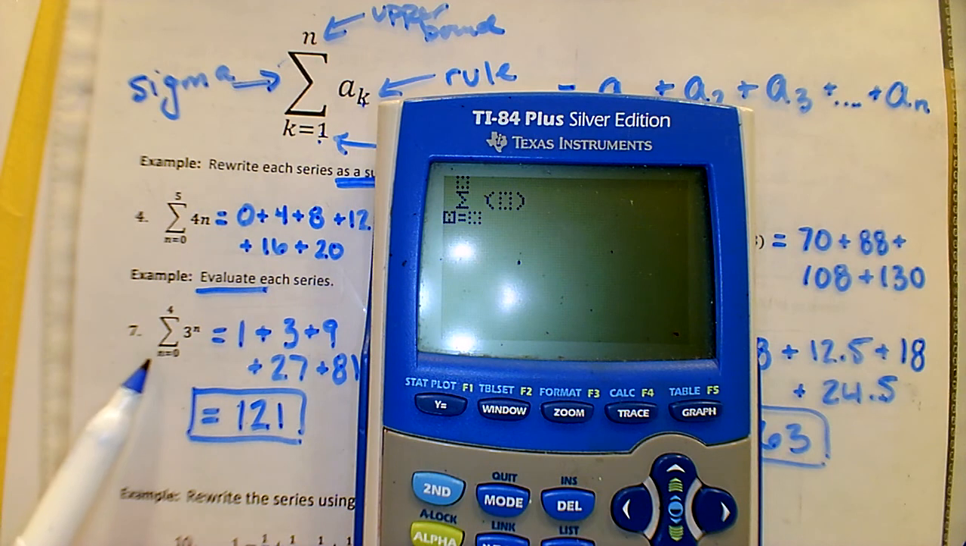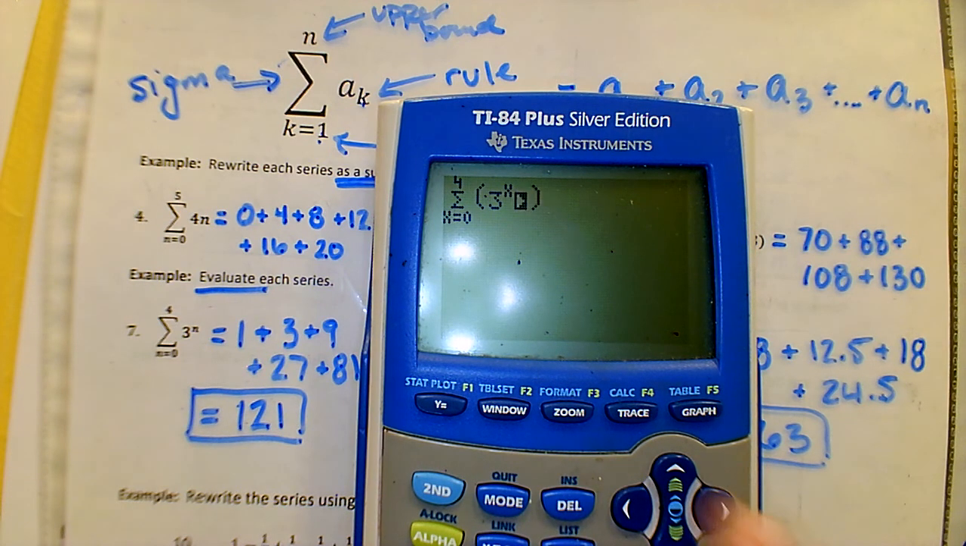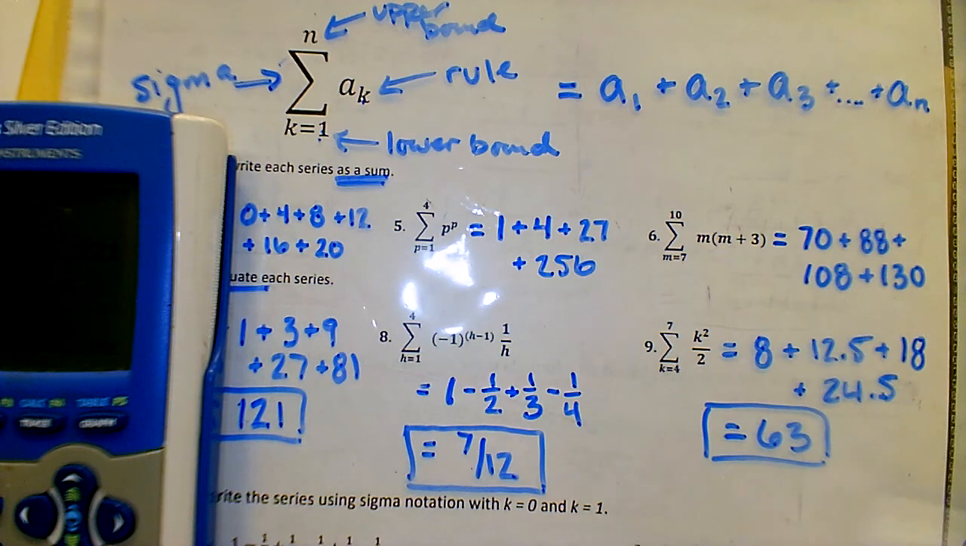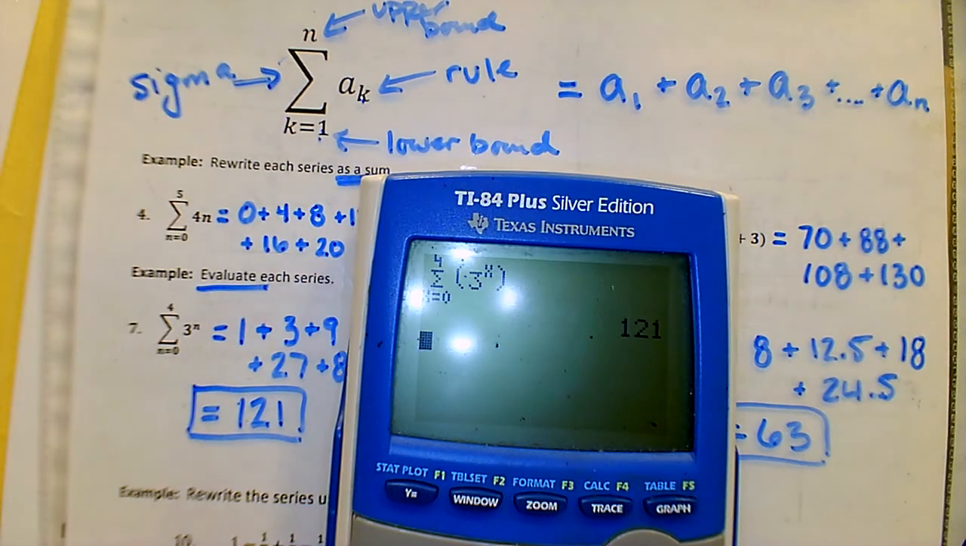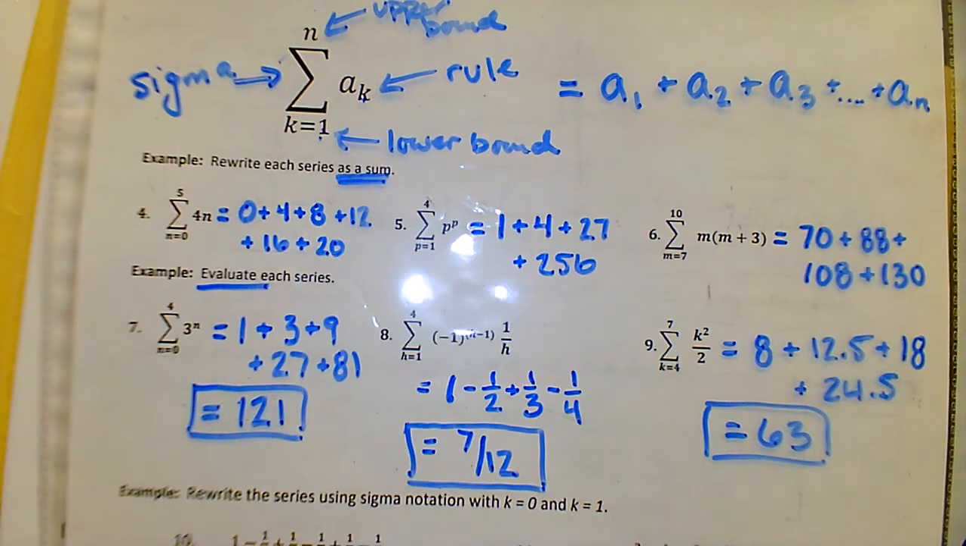So for instance, the number 7 example that we did, you can't really type in n, but we'll just use the variable x to represent the same thing. We'll say x is going to start at 0, we're going to end at 4, and our rule is 3 to the x power. If you hit enter, you'll get 121. So it's going to give you the ending value, not necessarily the individual terms in the series. It's just, if you were to add them all together, what would you get? You can check the other two if you want to do that as well. So there is a summation option on your calculator.